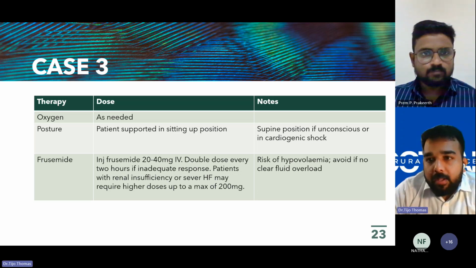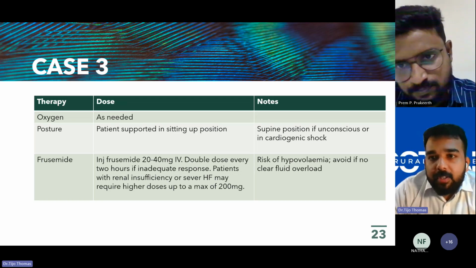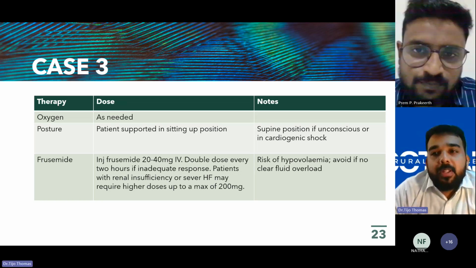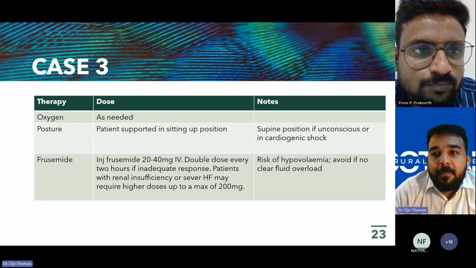Dr. Ritesh also raises his hand. Ritesh, do you want to add something? He's a general medicine PT in CMC Vellore. Yeah, Ritesh.